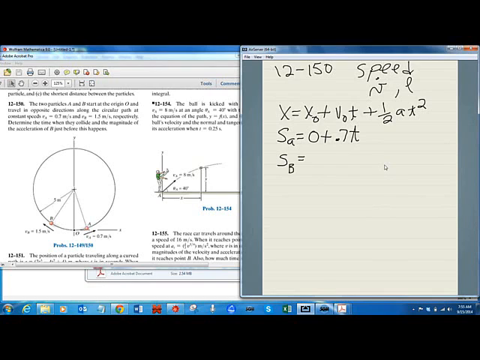Okay, plus 1/2. What's the acceleration of the body A? Constant speed. So this is plus 1/2 times 0. Okay, SB equals, does he start at the origin? Okay. What's the speed? 1.5 t plus 0, because he has 0 acceleration, right?